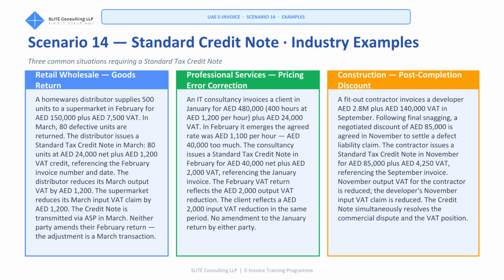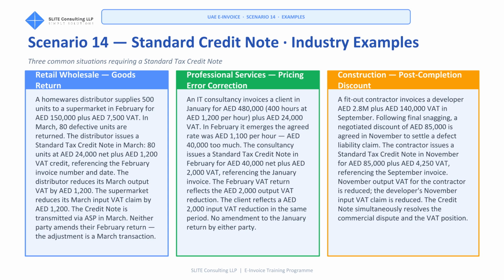First, retail wholesale. A homewares distributor supplies 500 units to a supermarket in February for 150,000 plus 7,500 VAT. In March, 80 defective units are returned. The distributor issues a standard credit note in March, 24,000 net plus 1,200 VAT, referencing the February invoice. Both parties adjust their March returns. Neither amends February.